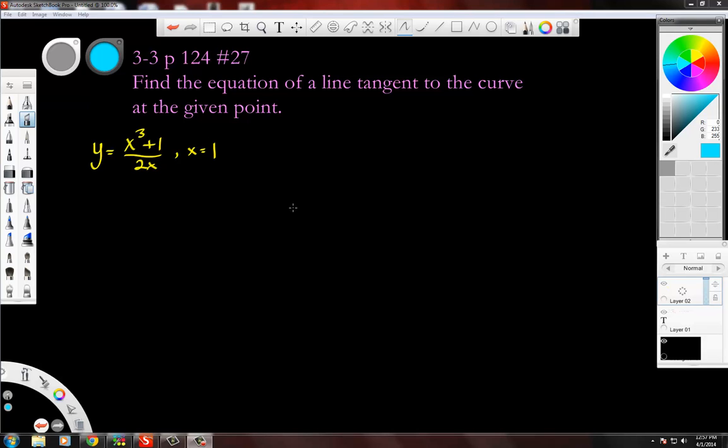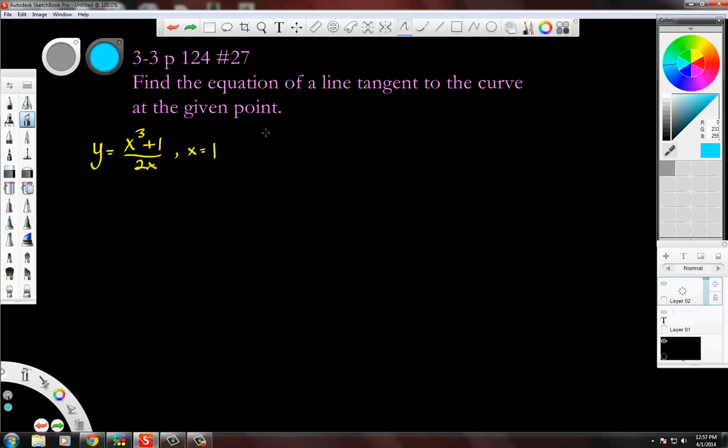Good afternoon. We are going to find the equation of a line tangent to a curve at a given point, and I have it all ready to go here. So the first thing we're going to do in a problem like this is to find the derivative of this right here. I'm going to use the quotient rule, which is low d high minus high d low over low low. That's what we're going to do.